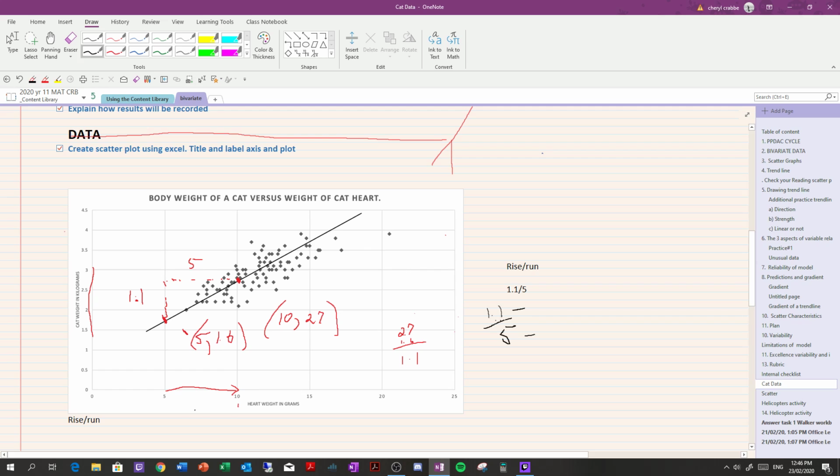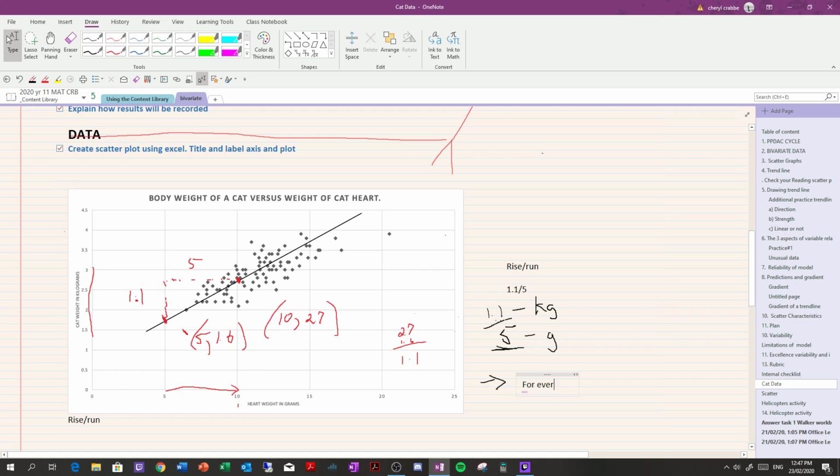Okay. Now, what's this and what's this? The 5 is the run. That's the heart weight in grams. And this is my kgs, my body weight. When I talk about it in context, I say what's on the bottom first and then what's on the top. So although you say rise over run, you do the run first and then the rise: how does Y change in relationship to X? Let's just write that.